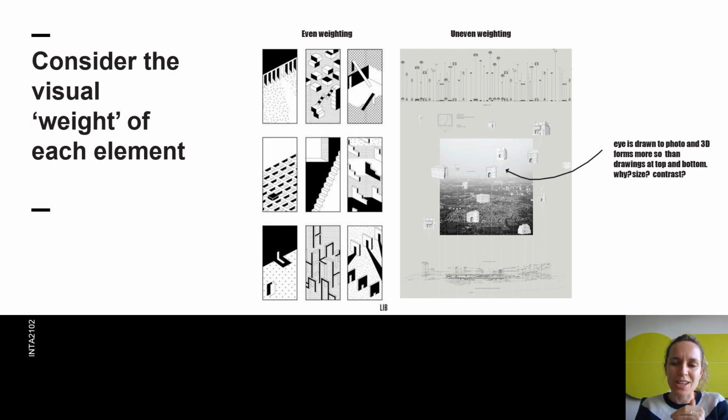So think about how you tell the story of your scheme. What is really important? What is less important? What is background information? And how do you use your graphic skills to communicate those elements in that hierarchy?